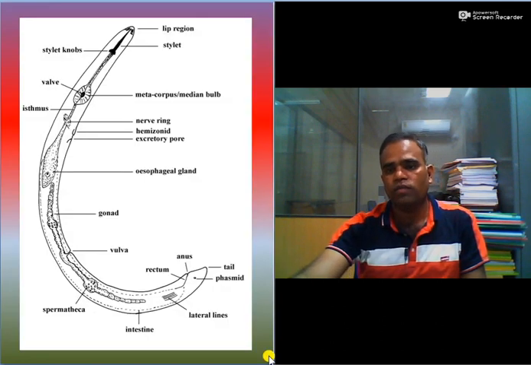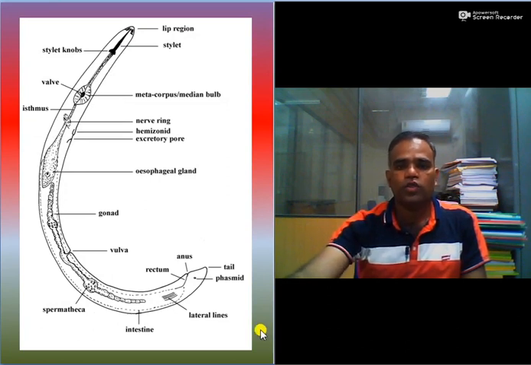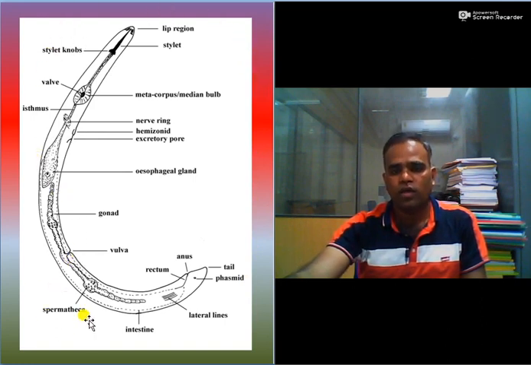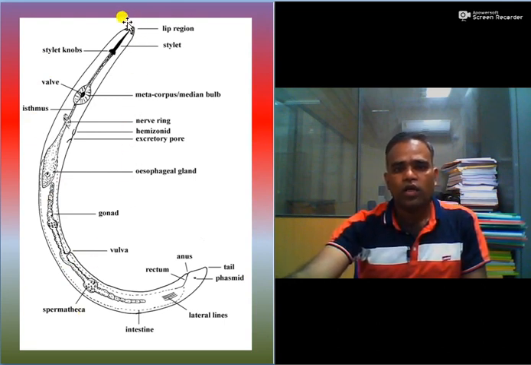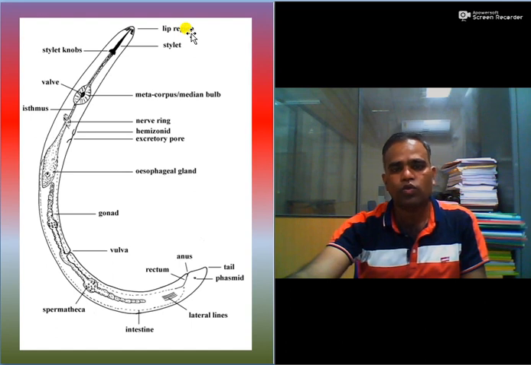Dear students, please pay attention to each and every word of mine so that you can get an idea about the morphology of these nematodes. So this is the second figure of a female nematode. Here we can see some of the other organs which are present in the nematode. At the mouth region there are lips. Lips are present in each and every animal, so the nematode also has lips.